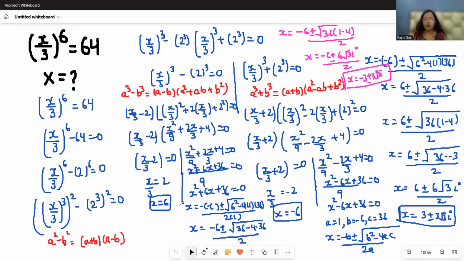These are the 6 values of x, that is x equals 6, x equals minus 3 plus 3 root 3 iota, and x equals minus 3 minus 3 root 3 iota, x equals negative 6, and x equals 3 plus 3 root 3 iota, and 3 minus 3 root 3 iota.